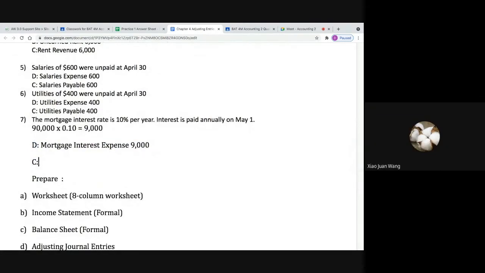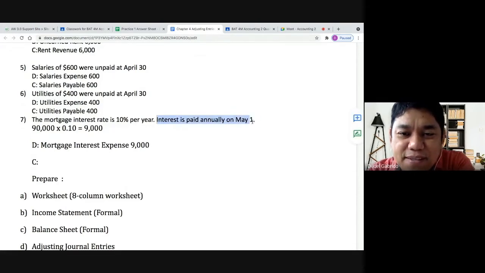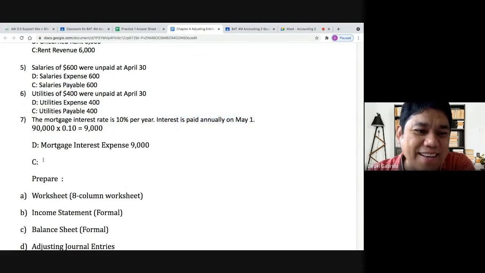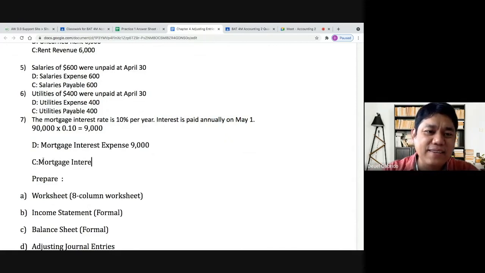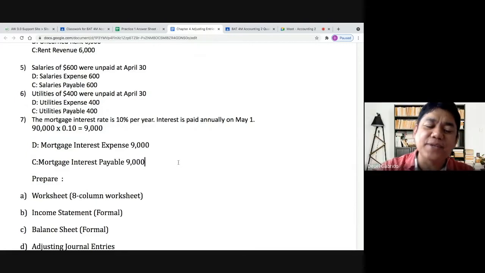Cash. Okay, on April 30, is it cash already? It says here that we will pay it on May 1st. Okay. It's called mortgage. It's a new account. Interest P. What's P? Payable. It's similar, guys, to your number 5, 6, and 7. They are all accrued expenses, meaning we use it already, but we are not paying them yet. All right? Okay, because of the due date.